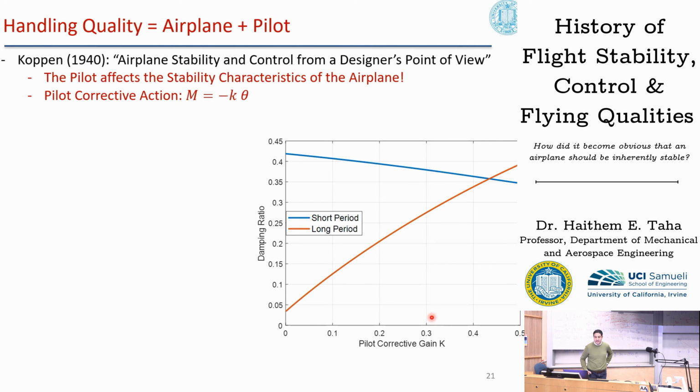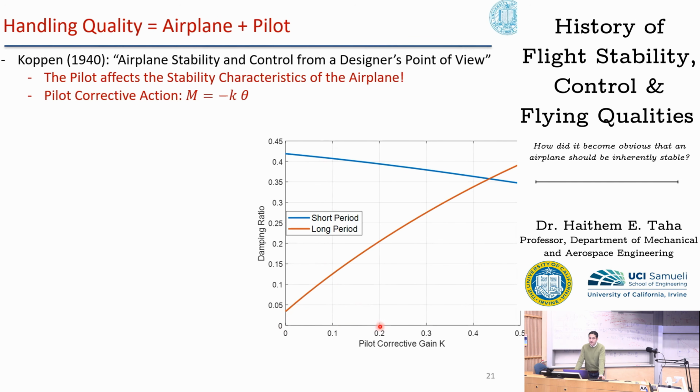And 3 points at least are worthy of discussion here, very interesting. The first one, the pilot corrective action has a socialist nature. It takes from the rich, it gives back to the poor. So it takes from the strongly damped short period mode and gives to the poorly damped long period mode. So second, which is quite interesting also, this means that the poorly damped long period mode that people had worried about, it should not be of any worry anymore.